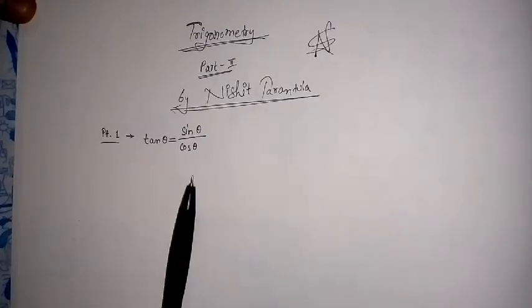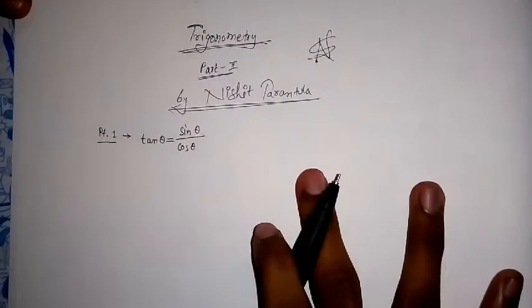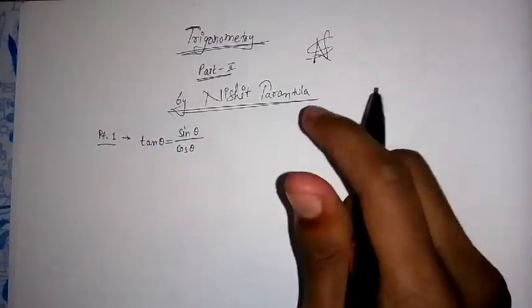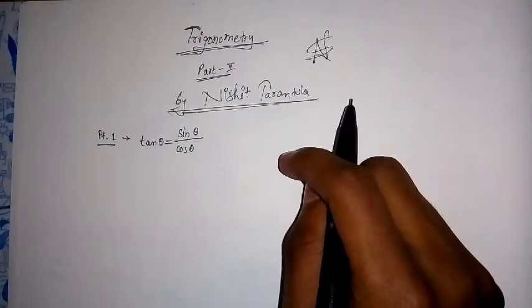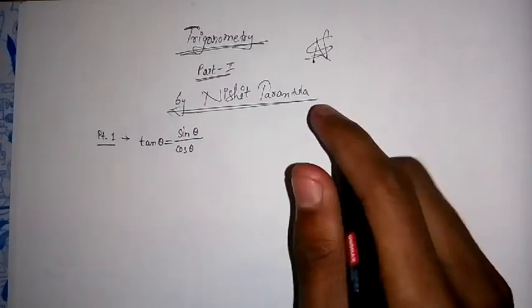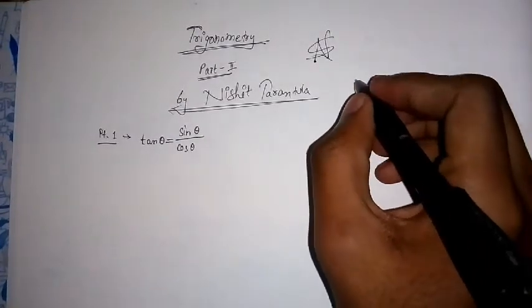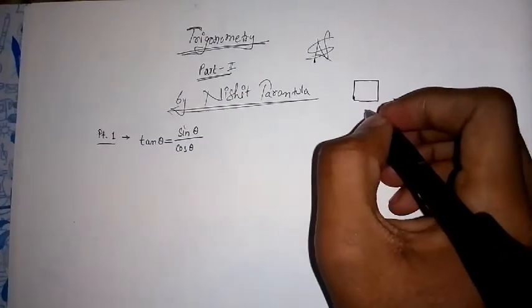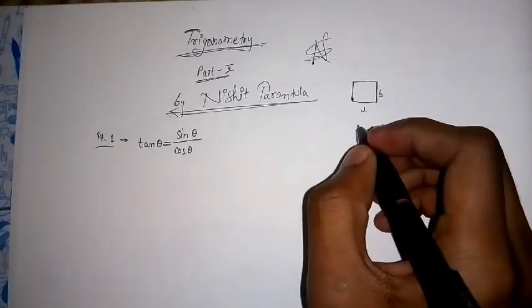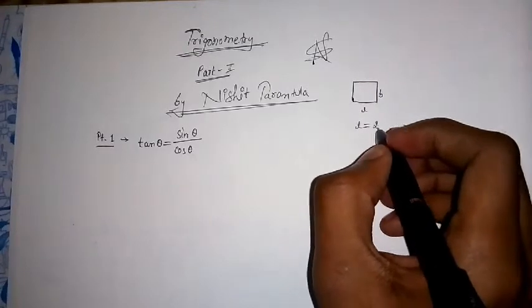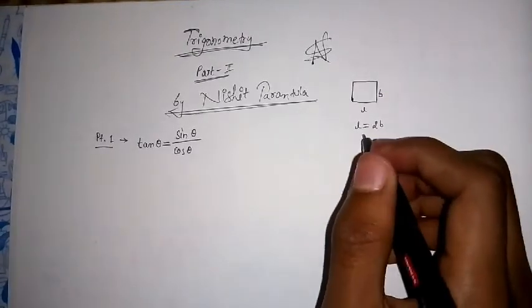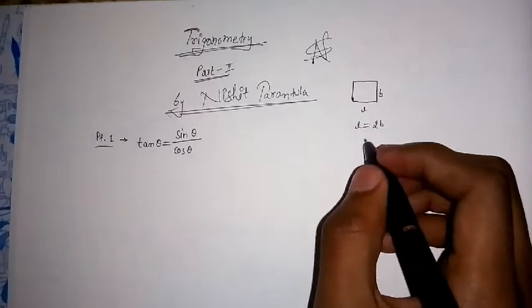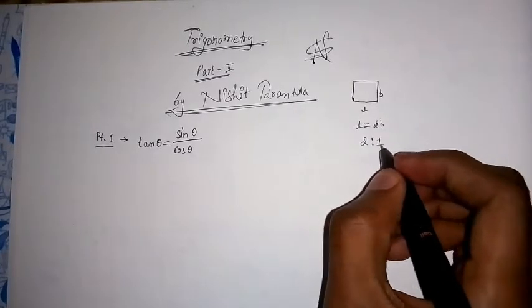So let me give you a recapitulation for ratios. Ratios are basically mathematical objects which are used for the comparison between two entities. For example, let's say I have a card, and this is the length, this is the breadth, and let's say the length is 2 times its breadth. So we can say that the ratio between the length and the breadth of the card is 2:1.